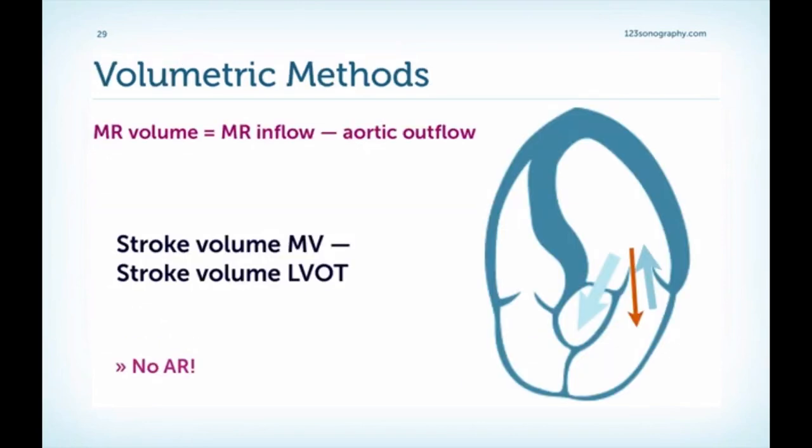Finally, the last technique I want to describe is the volumetric method. The principle is simple. We calculate the volume that goes into the ventricle, we calculate the volume that goes out of the ventricle, and the difference has to be the volume which is regurgitated into the left atrium. However, this only works if we don't have aortic regurgitation. Basically what we do is we calculate the stroke volume across the mitral valve with the help of pulsed-wave Doppler and measurements of the orifice diameter, and the same for the LVOT, and then we calculate the difference, and that is basically the mitral regurgitant volume.